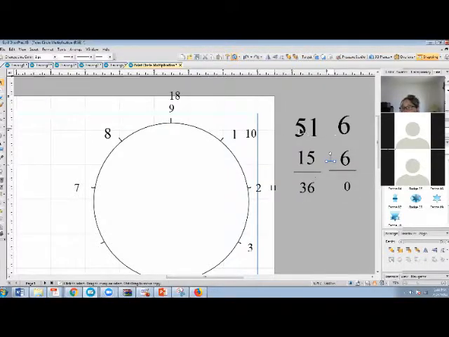Well, we have a digit sum of 6 here. 51 has a digit sum of 6. 15 has a digit sum of 6. We can subtract these two digit sums and get 0. Right? And then the digit sum going down should be the same as the digit sum across.